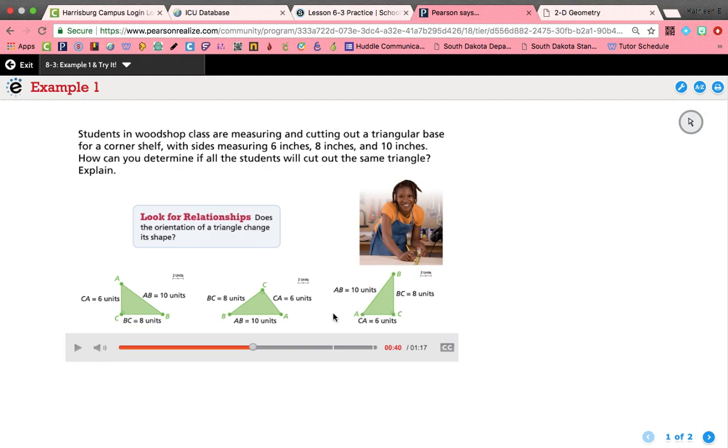Are they still the same triangle? These three triangles, are they the same? Well, essentially, yes, they are, because they have all of the same side lengths. And they all have this right angle. One right angle, all the angles are going to be the same if all the sides are the same. So just because we turn a triangle upside down or sideways doesn't change the triangle.